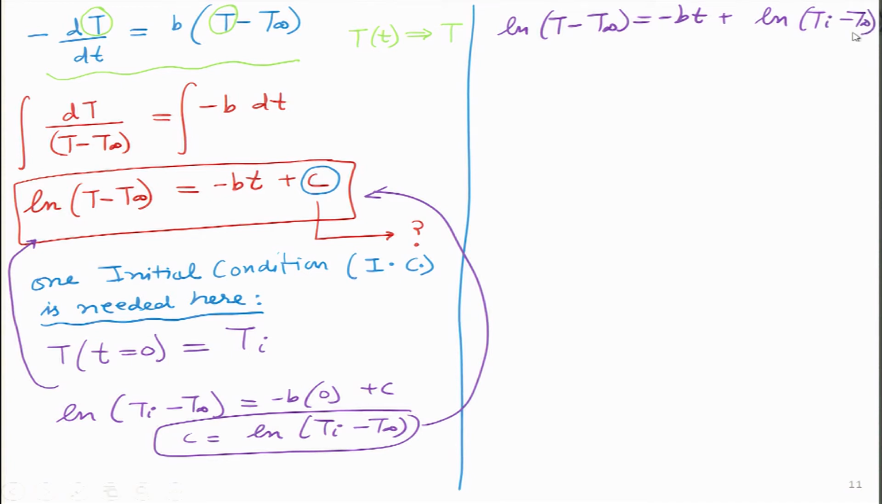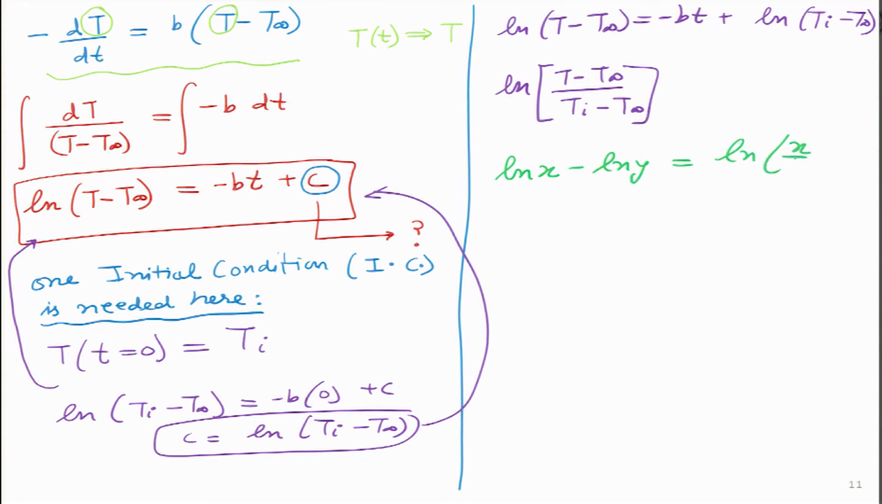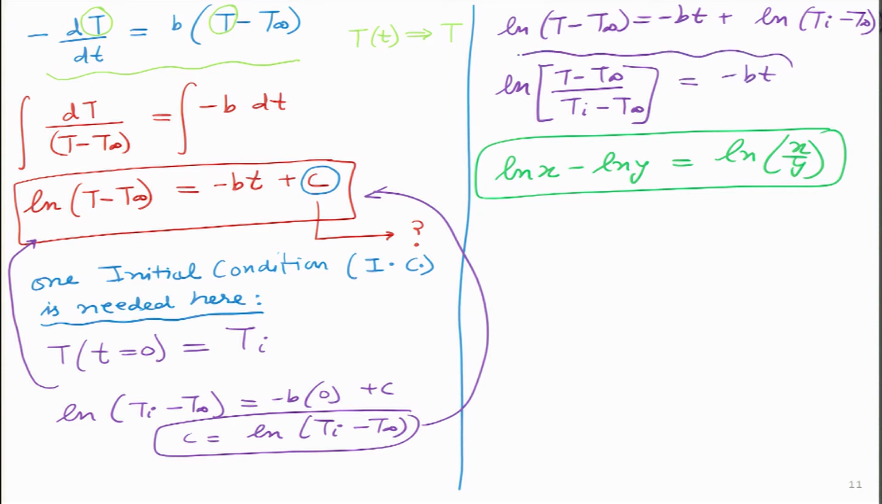One way I can write it is, I can bring this thing to this side, and what will I get? I'll get ln of a ratio, because if I subtract two logs, I just have to divide. We remember it from high school. If I want to say log x minus log y, I can just say it is log of x divided by y. I am using this identity here. So this thing becomes minus Bt. This is one way I can write my final solution.